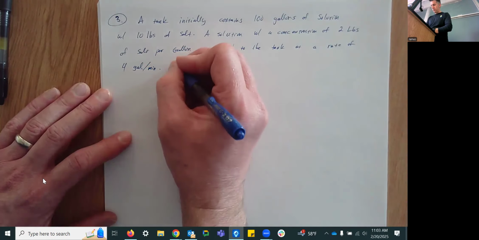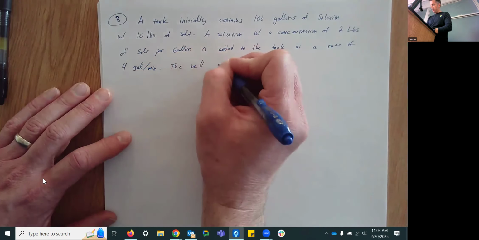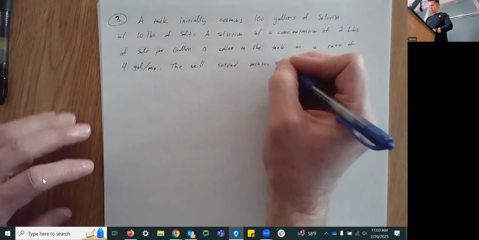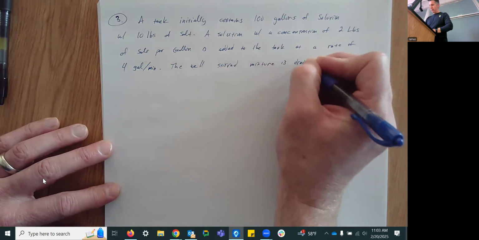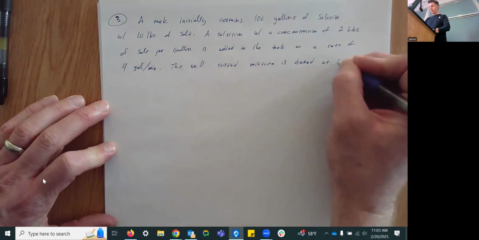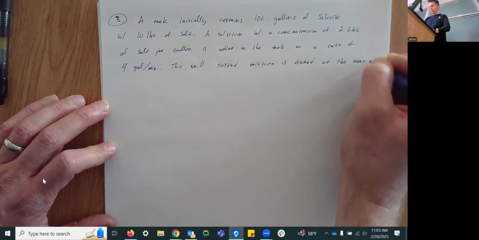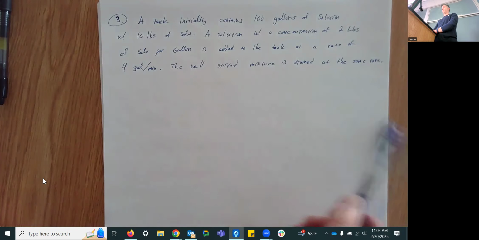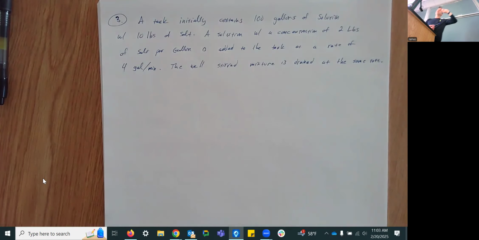As always, the well-stirred mixture, it has to be well stirred, otherwise you're going to have problems, is drained at, and this is actually the most important part probably, whether it's at the same rate or at a different rate. In this one, we're going to do the same rate. And then maybe we'll do another one where it's a different rate. At the same rate, which is 4 gallons per minute. If that word occurs there, the same rate, or where they tell us it's the same number drained out at the same speed, that means you can solve this either by doing a first order linear or by doing it as a separable differential equation.